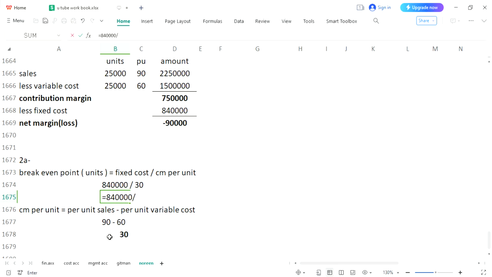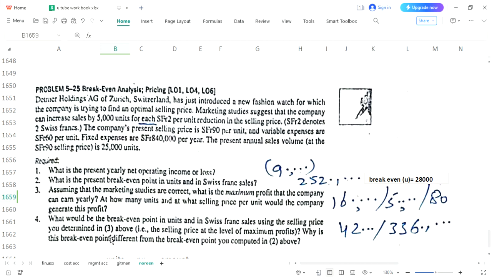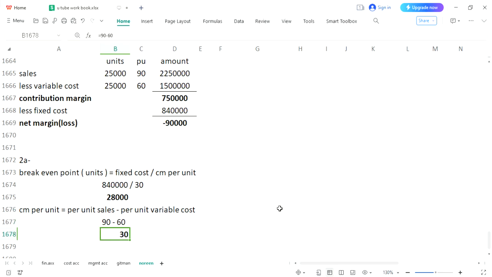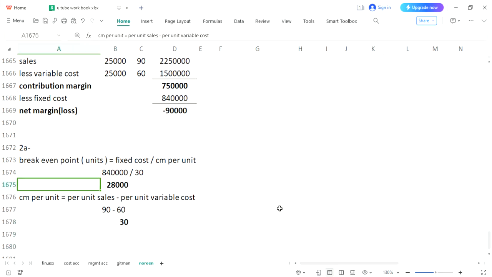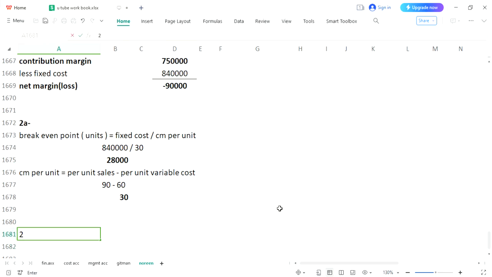840,000 divided by 30. So we have got our break even point in terms of units. Here by hand it was not written, but answer is available. Break even point in terms of unit 28,000. So second A is calculated. It's time to see next we need to calculate second B, and that is break even point, but now we are calculating in terms of dollar or amount.